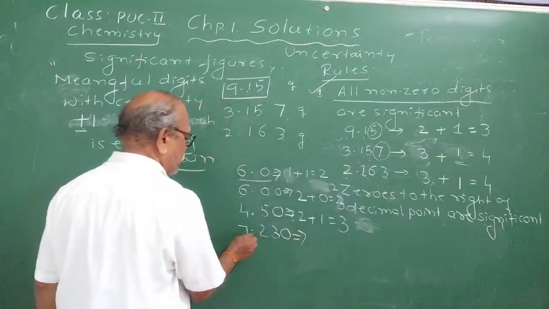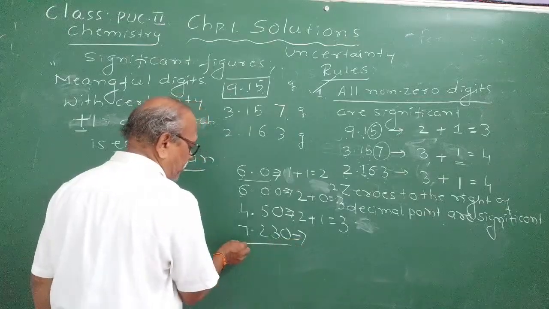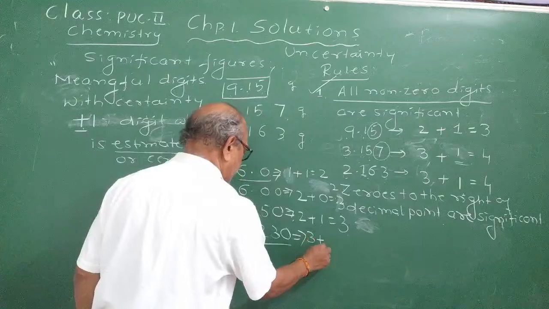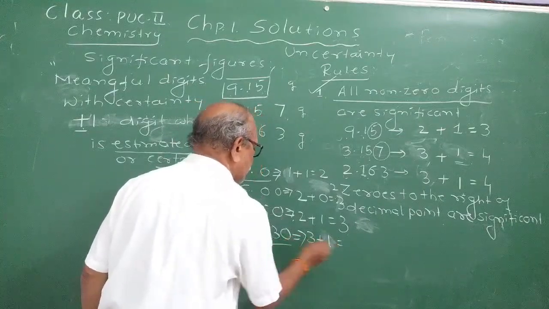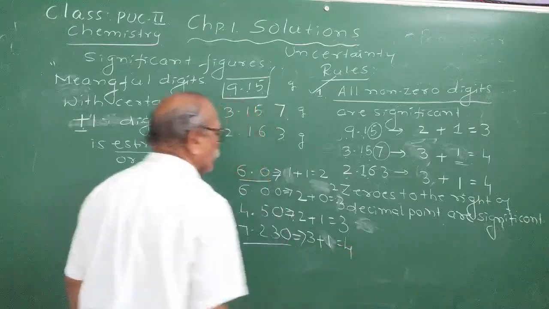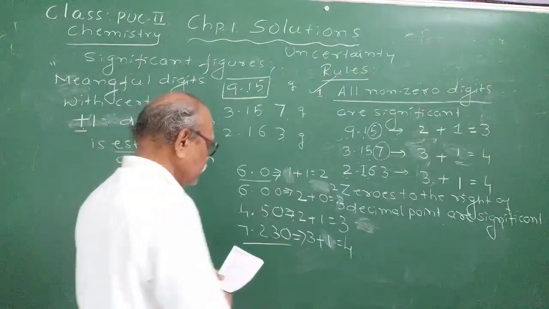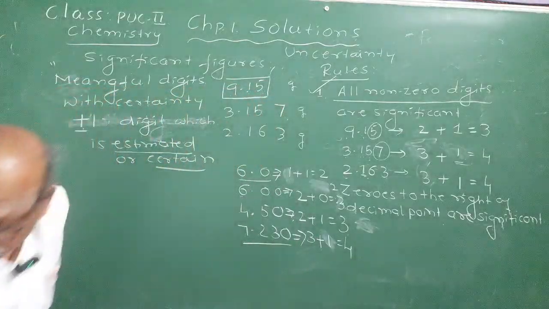In case of 7.230, the total number of significant figures is 4. Of them 3 are certain and 1 is uncertain, the 0 is uncertain. Therefore, you can take the total number of significant figures as 4. This is the second law. I hope you understood.